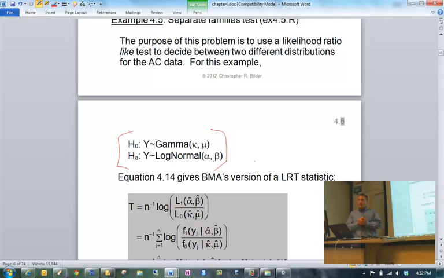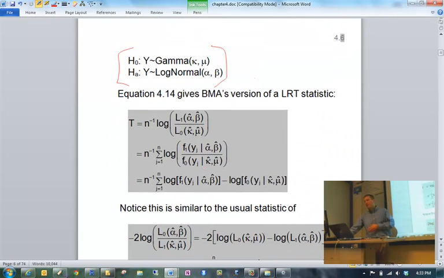Often in similar types of situations, since we have parametric distributions, one would perform a likelihood ratio test. Here's how the authors define a likelihood ratio like test statistic. Again, they call it T. They take 1 over n times the log of, let's let 1 correspond to the log normal and 0 correspond to the gamma. So the numerator is the likelihood function for the log normal, and the denominator is the likelihood function for the gamma.